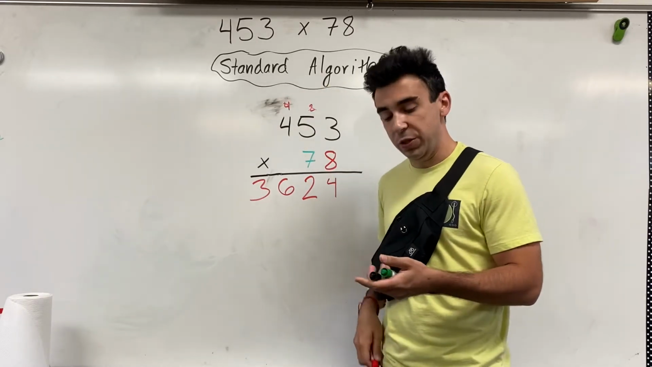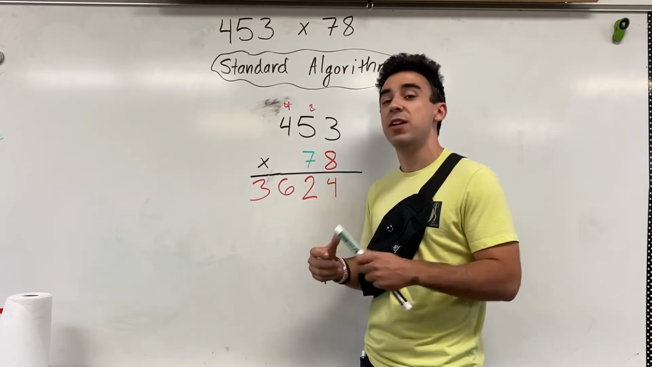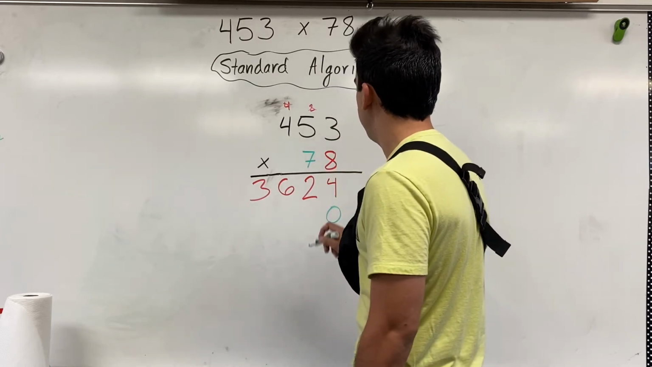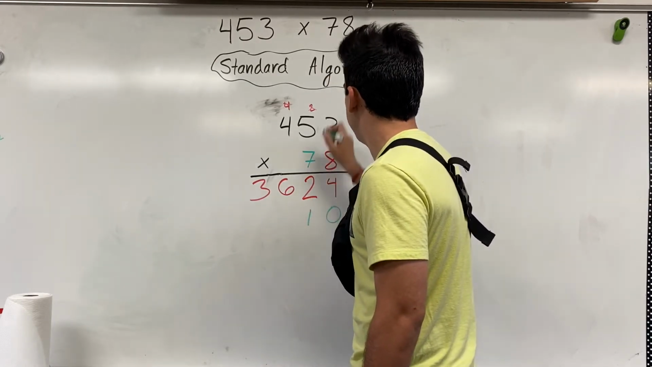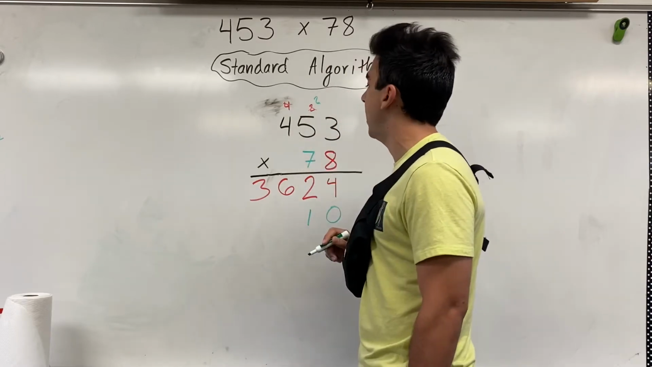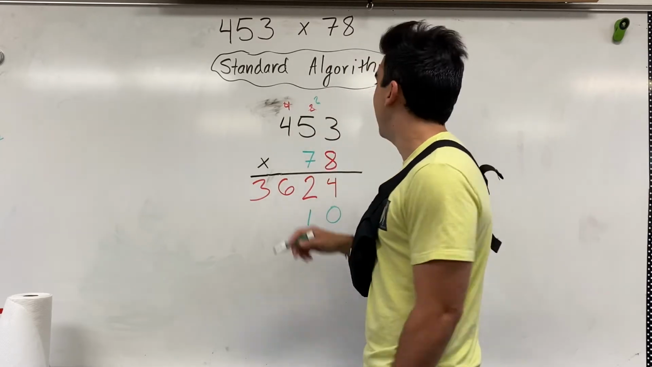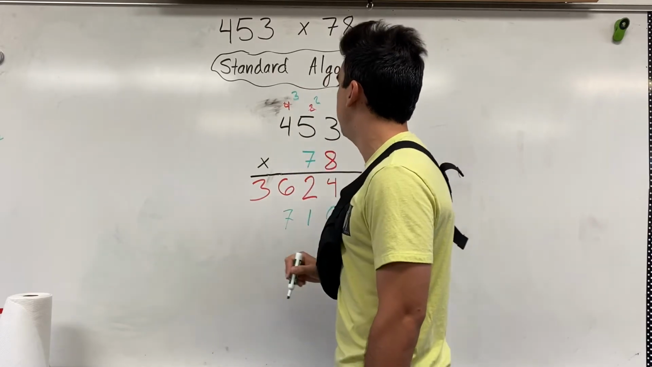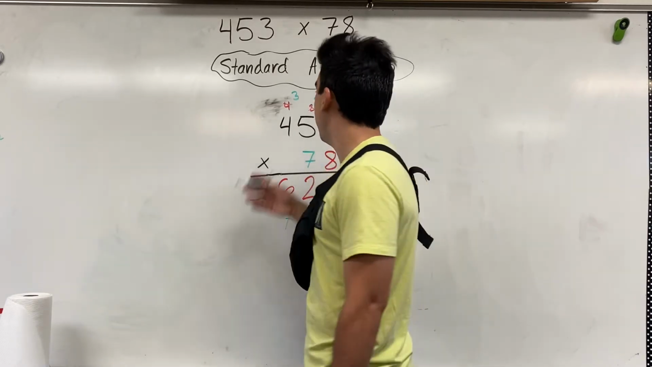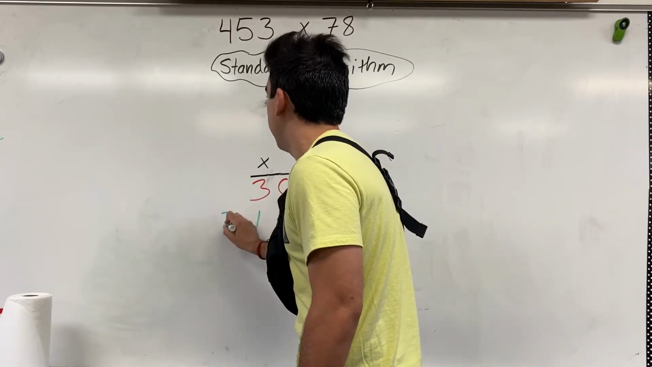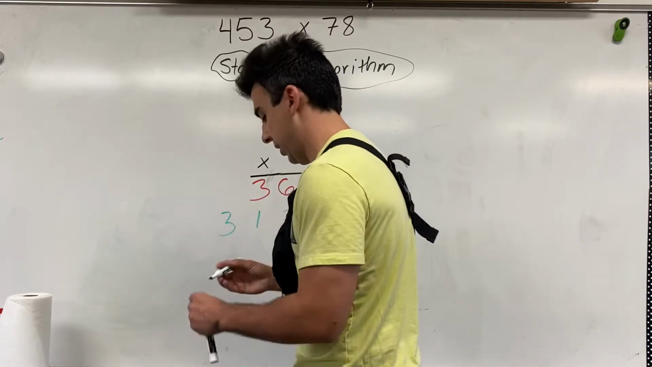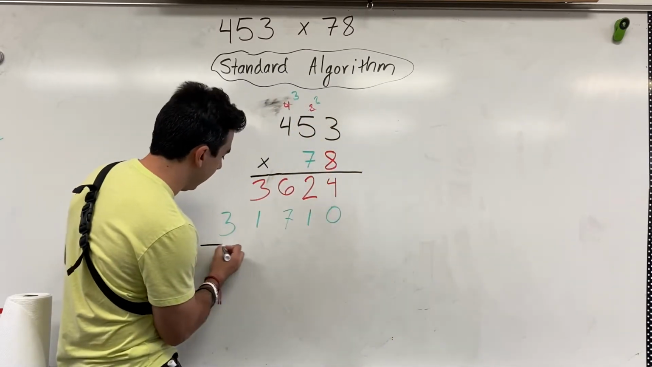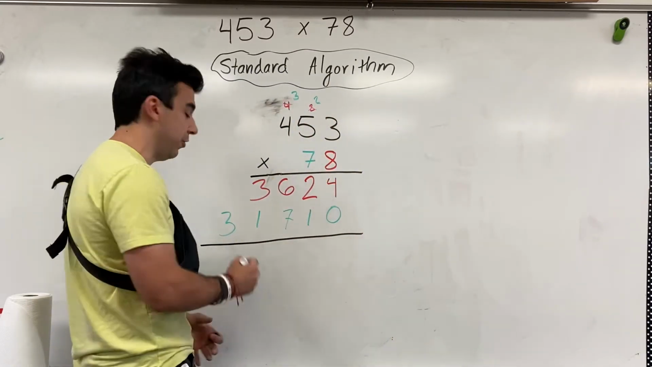Now I'm going to move over to the second place value, which is a 7, which represents 70. So I need to put my placeholder, a 0. 7 times 3 is 21. 7 times 5 is, good, 35 plus 2, 37. And 7 times 4 is, good, 28 plus 3 is 31. So then we're going to go ahead and add our two partial products together. And in return, we will have our product or our final answer.